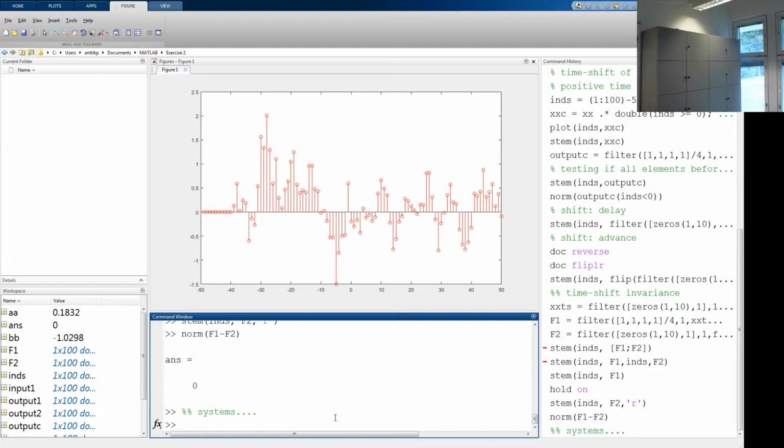We have the system, that 4-point running average. There we go. y of n equals 1/4 of x of n plus x of n minus 1 plus x of n minus 2 plus x of n minus 3, and there we already defined earlier, when we were looking at the system parameters, b and a.